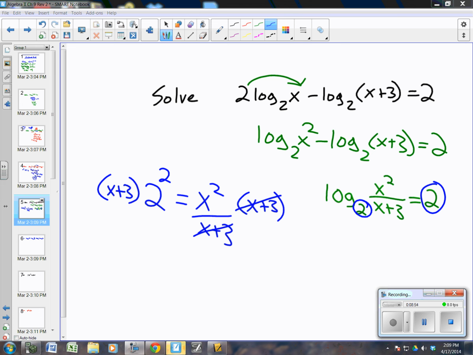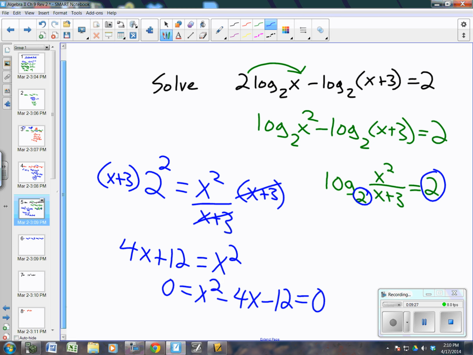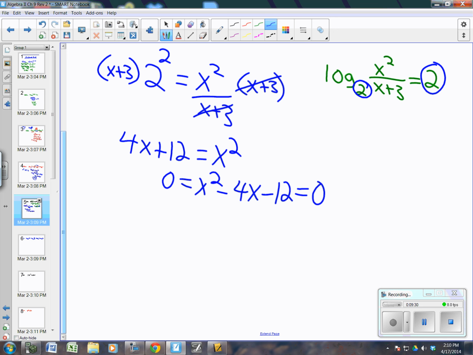And 2 squared is 4, and I distribute the 4, and I get 4x plus 12 equals x squared. Now I've turned that rational equation into a what kind of equation? A quadratic equation, because it's x squared. So I don't want my x squared to be negative, so I'm not going to subtract x squared from both sides. What I'm going to do is subtract 4x and subtract 12. So I get 0 equals x squared minus 4x minus 12. And then I'm going to factor that.